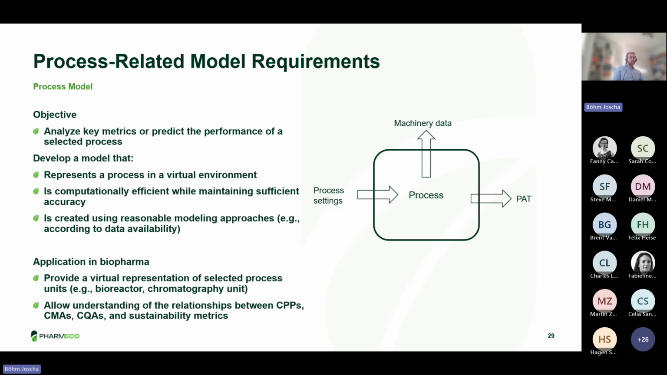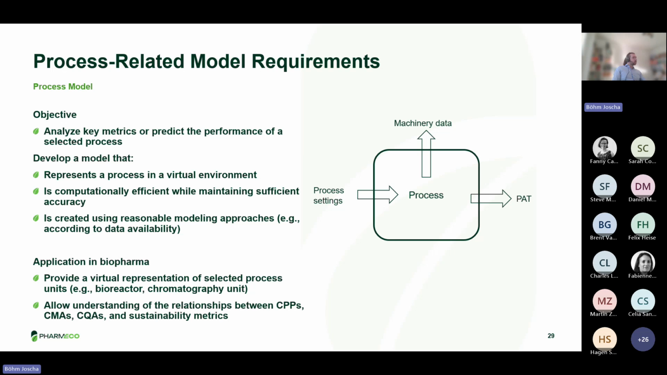Probably most of you have heard terms like mechanistic models or data-driven models. In the end, it depends on which data are available. If there are a lot of PAT measurements available from previous experiments, then data-driven models get easier to do, since the data are there. If there are no data available, different kinds of modeling approaches need to be used.